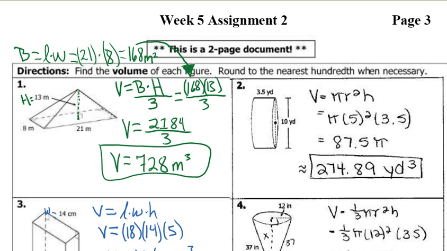I plug it in. Now my base, the area of the base, is just length times width. So here I pick length to be 21 and my width to be 8. Then I plug it in. 8 times 21 is 168 meters squared, since it's area. Again, I'm going to try to focus on the units at the end. Hopefully you understand units of measure already. So 168 times 13 is 2,184. I divide that by 3, and then my volume is 728 meters cubed. That is how you find volume.